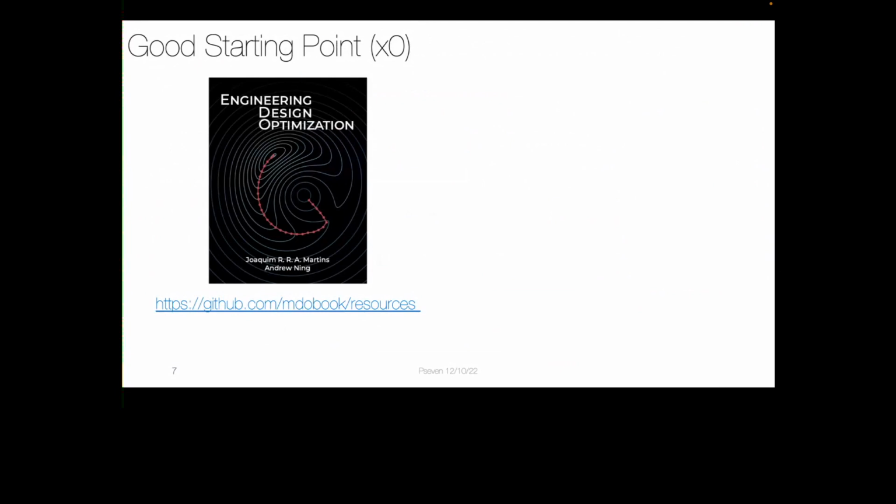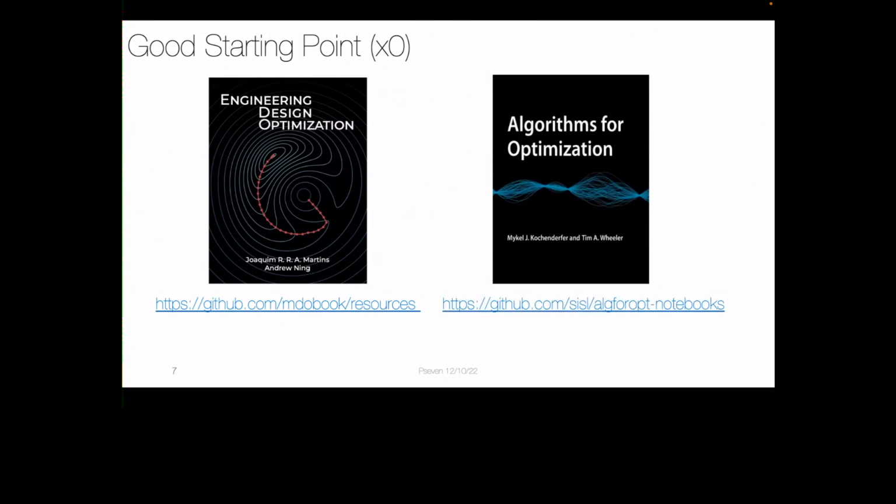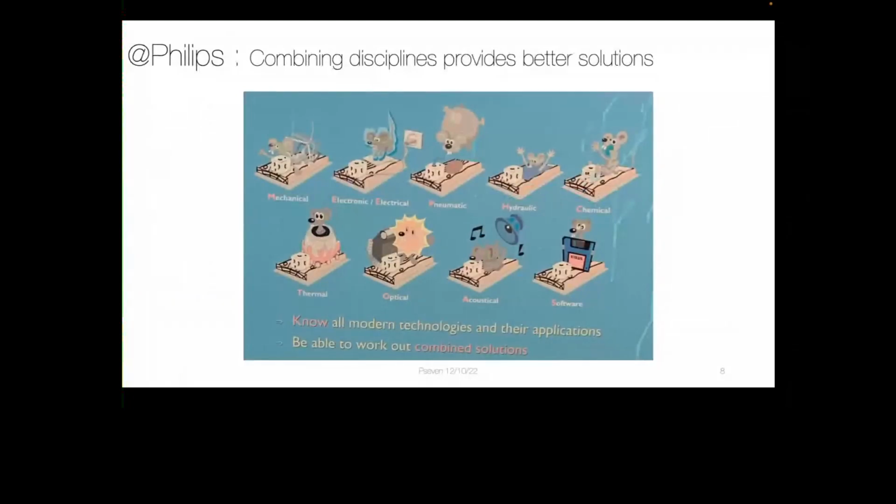If you want a good starting point, you can have a look at the book of Martins and Ning, and the book of Kochenderfer, which have an engineering design approach, and you have a lot of AI for engineering hidden inside. Just to finish the introduction, here is a short drawing I saw in Delft regarding Philips' approach. At the end, they say combining disciplines provides a better solution, and I think this is essential for my talk.